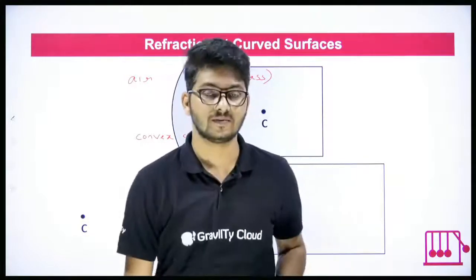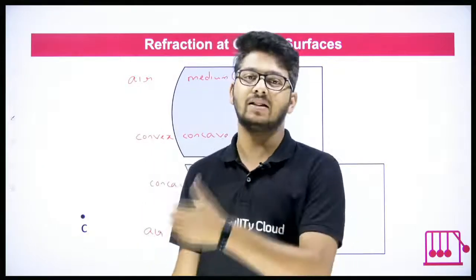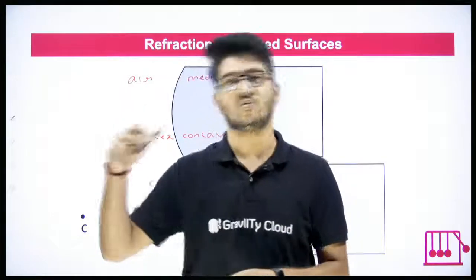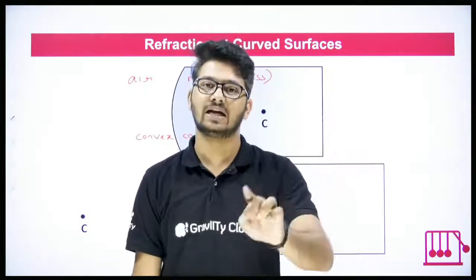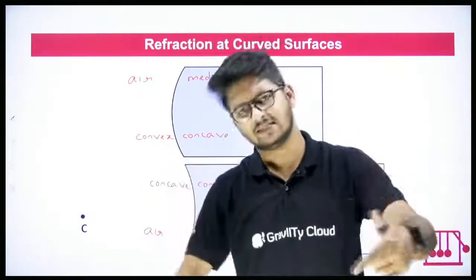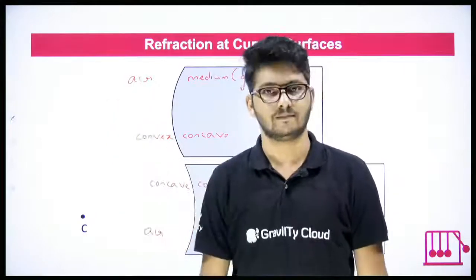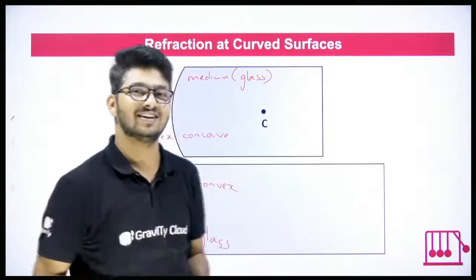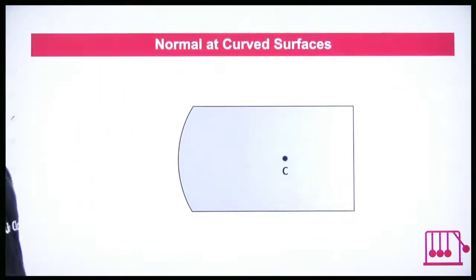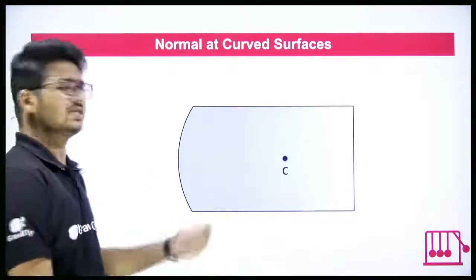Both the laws: the incident ray, the refracted ray and the normal lie on the same plane, valid. Sin i by sin r is equal to the refractive index of the second medium with respect to the first medium. That is Snell's law, valid. And using them, we get the refracted ray. Is that clear? Okay. Let's go into each case one by one.